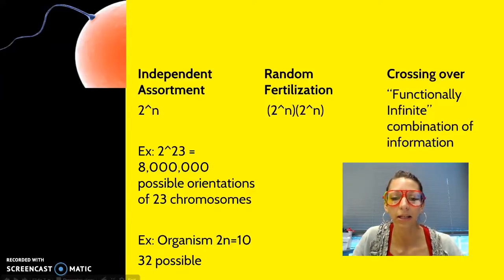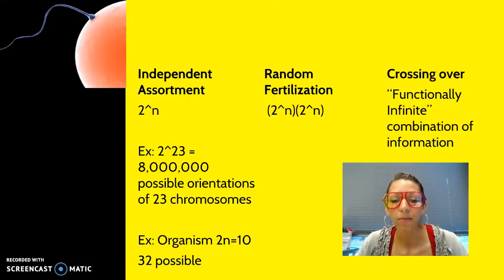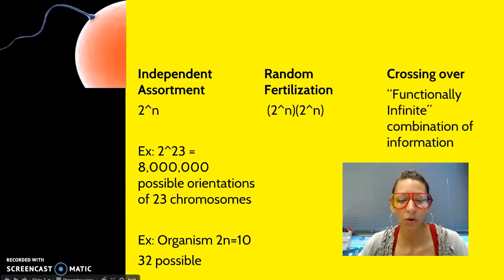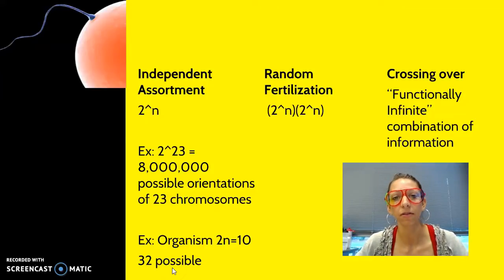For an organism that has 10 chromosomes, where 2n equals 10, we would take the haploid number, which is 5, 2 to the 5th is 32 possible combinations. So that's how you calculate the amount of different possible combinations, or possible orientations, of those chromosomes.